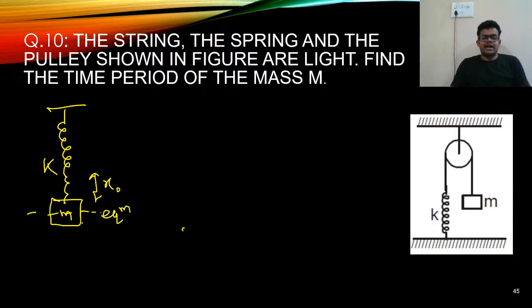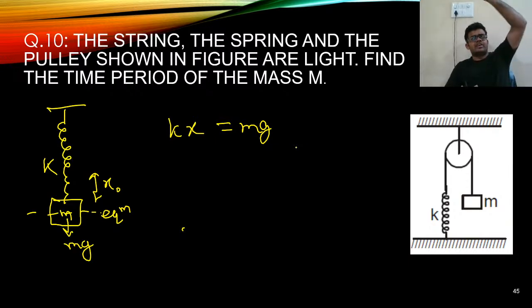So I will directly write mg in the downward direction and kx in the upward direction. The spring force is always negative. So kx is equal to mg. Now both are balancing each other: kx upward, mg downward.